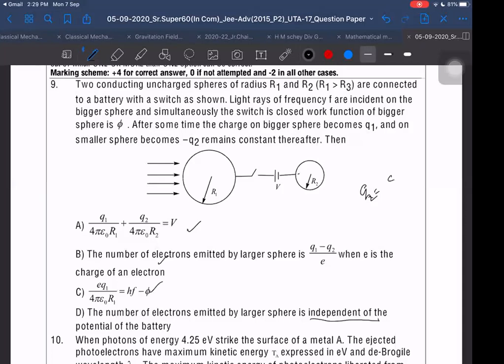That only I'm expecting. It will depend because I can choose the battery in such a way so that the charge flown itself will become equal to Q1, let us say. And if it becomes Q1, then Q1 minus Q1 upon E will be 0 only. Definitely it is dependent in that case. We can see it may not be ejecting any electron also. I think it depends.